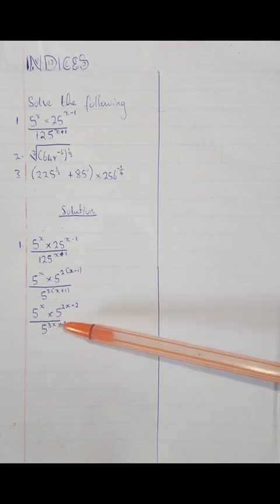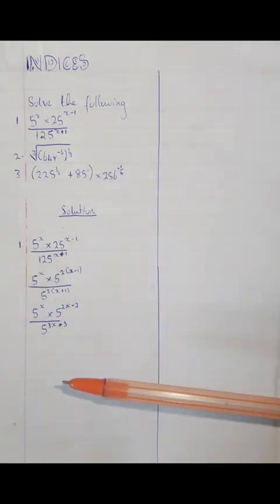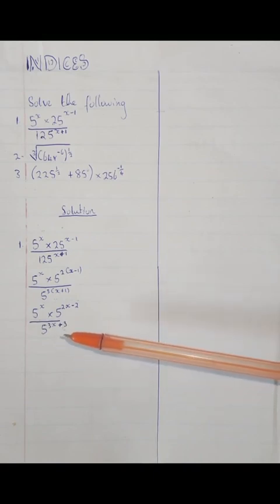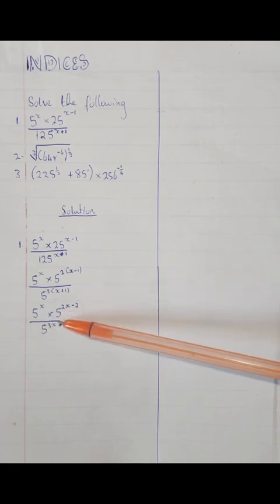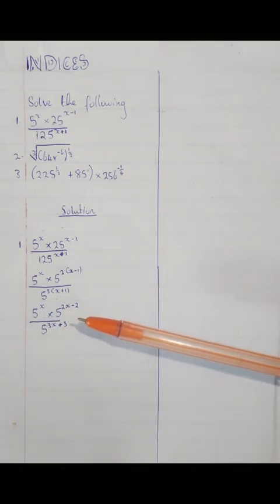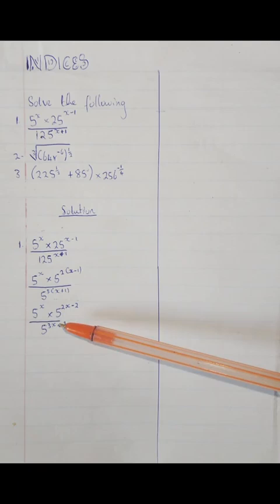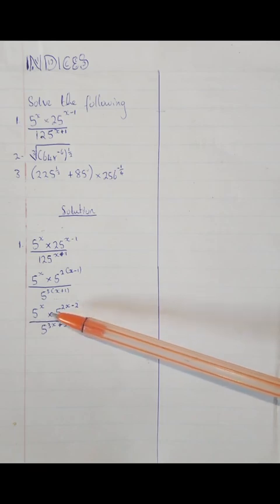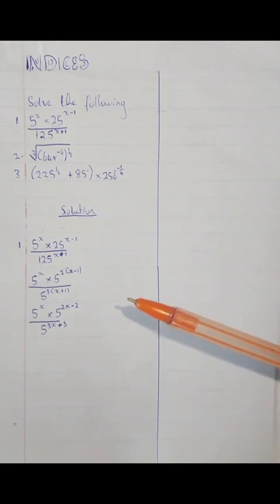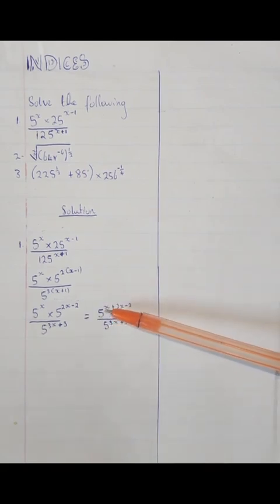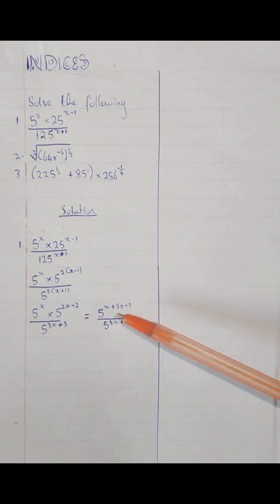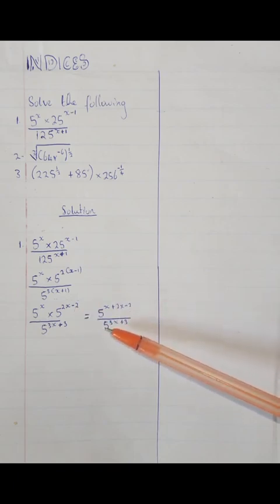After we've gotten this, what's the next thing to do? Remember when we were talking about the laws of indices, we talked about the multiplication law. The multiplication law says that if the bases are the same, you pick one and you add the powers. So we would be applying that law here. We have 5 here, we have 5 here, meaning the bases are the same, and we'll pick one and add the powers. So we would be having 5 raised to the power of x, which is this x here, plus 2x minus 2, which is here, then divided by 5 raised to the power of 3x plus 3.